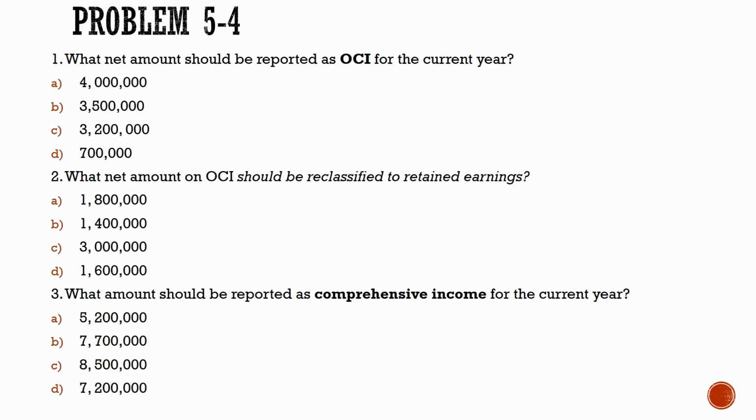So for question number 1, ang hinahanap po natin dito is yung net amount na dapat i-report as other comprehensive income for the current year. Ano nga po ba ang other comprehensive income? Other comprehensive income comprises items of income and expense including reclassification adjustments that are not recognized in profit or loss as required or permitted by the Philippine Financial Reporting Standards. In short, ito yung mga income at expenses na hindi pa nare-recognize sa ating profit or loss account.